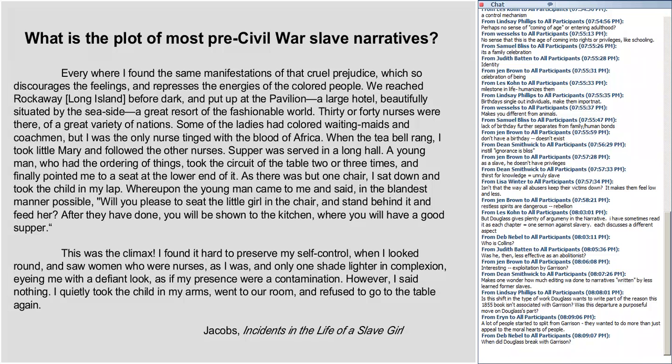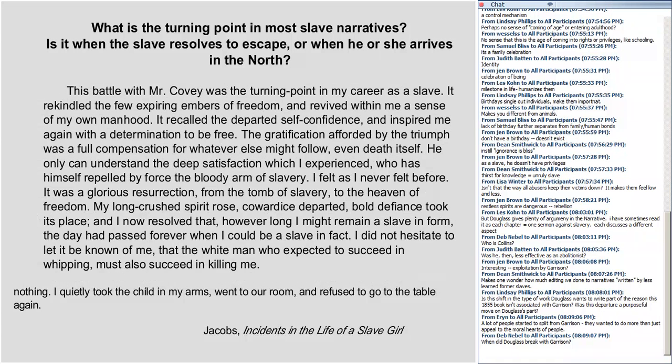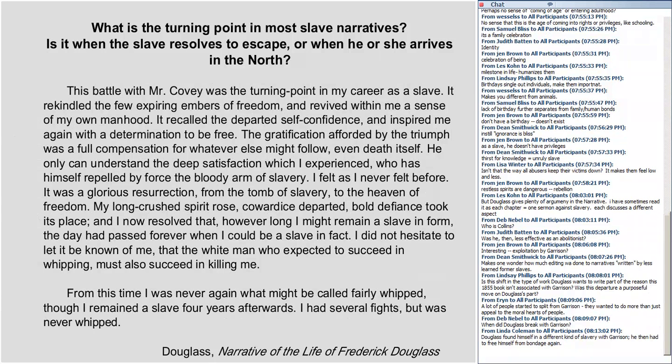Most of you who have read Douglass's narrative know that the battle with Covey he's talking about is a battle that he had when he was about 17 years old, when Fred was a teenager and was sent to work for Edward Covey, a white man who was of very limited means, owned only one slave, and worked as a slave breaker. And Covey tried to break Fred. Fred's name was at that time Fred Bailey.